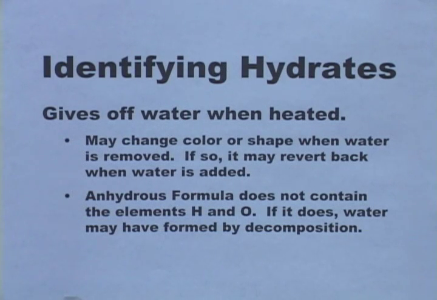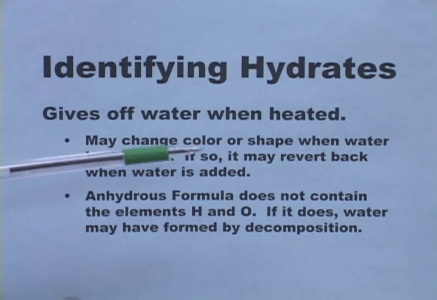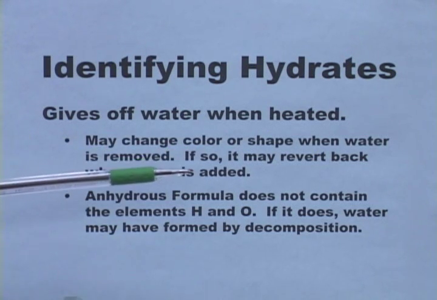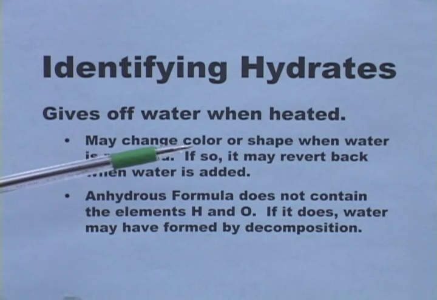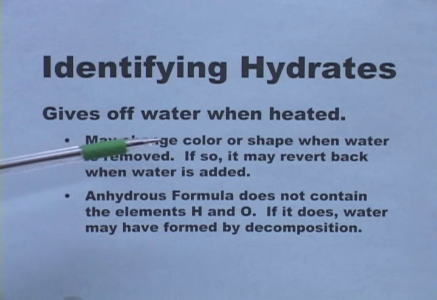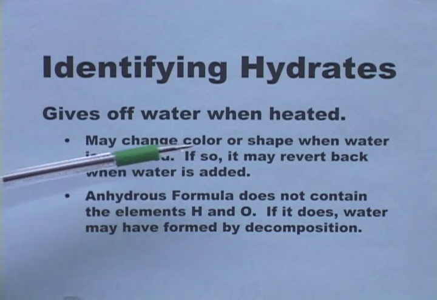To identify a hydrate, you must heat it. If it gives off water, it may be a hydrate. If it does not give off water, then it is not a hydrate. So, if it gives off water, did it change color while giving off water? Or did it change anything while giving off water? If so, does adding water make it revert back to its original form? Now remember, Humpty Dumpty can't really be put back together again, so you have to make some judgments here.